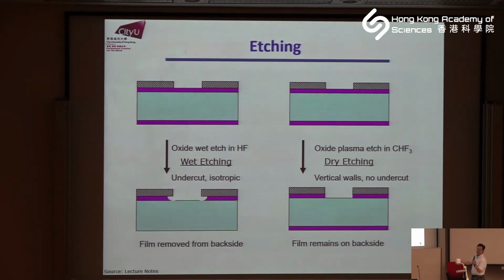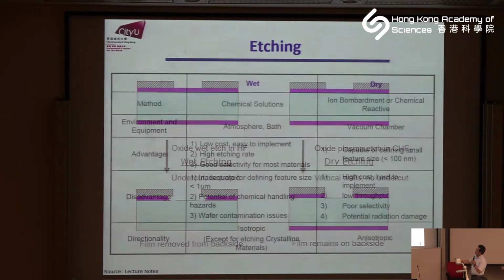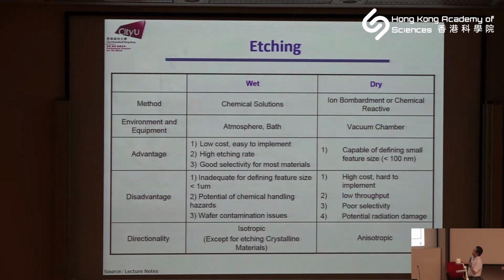So as you can see, you have both wet etching and dry etching. If you compare, wet etching is very easy to implement because it's a chemical method. The cost is very low. However, for dry etching utilizing the plasma, even though the feature defined is very sharp and straight, the cost is actually very high, and also very low throughput.